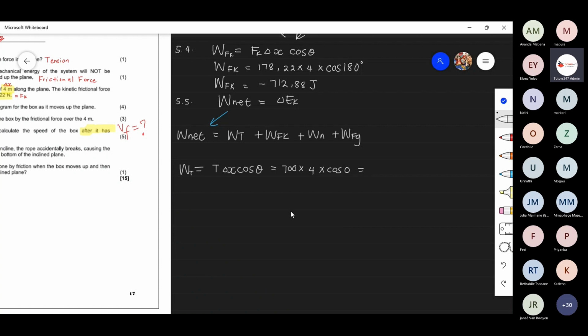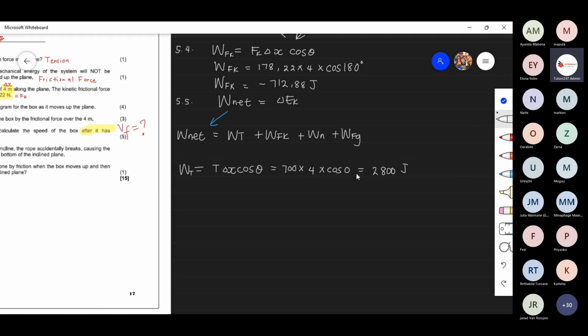let's just have a quick look on our calculator, 700 times 4 times cos of 0, and that is going to give us 2,800 joules. I can see that there are a few questions in the chat, so I'll have a look at that in a moment. Let us first quickly go through how to calculate for work net, and then we'll attend to the chats.